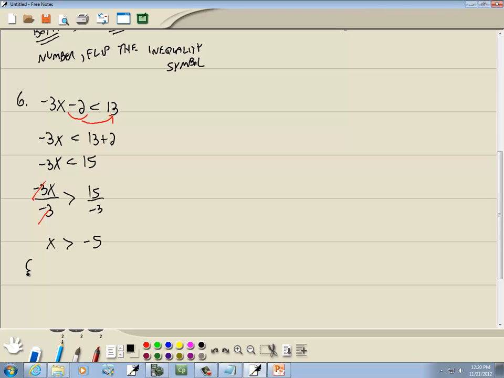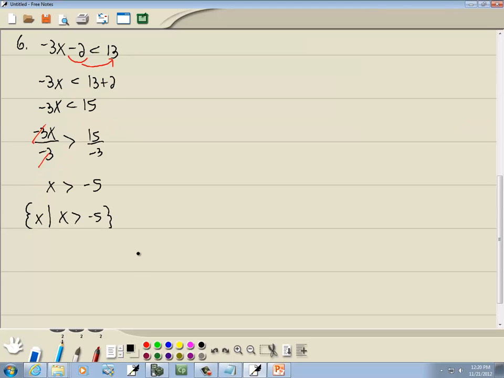Set builder, put curly brackets, x with a vertical bar, and then our answer. Interval notation. Well, x is greater than means it's going to positive infinity. So this is -5, comma, positive infinity. Infinities always have parentheses on them. Now specifically, it's x is greater than -5, which means it doesn't include -5. Parentheses on -5. It's going to positive infinity, so I shade to positive infinity.